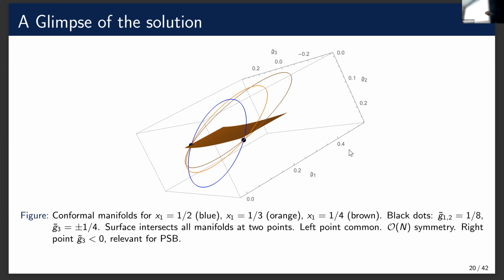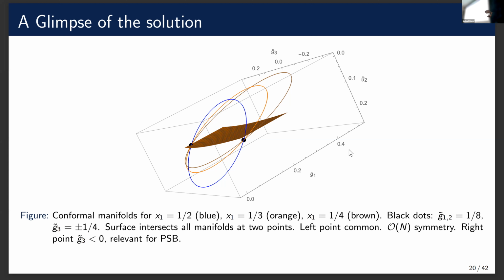On the left, you have G1, G2 equals 1/8 and G3 equals +4. And that is the point where the OM times ON minus M symmetry enhances to ON. So this is just the vector model. And so this point on the vector model, this always survives. But the other point is the non-trivial point. The other point corresponds to some value of G3, which is negative.